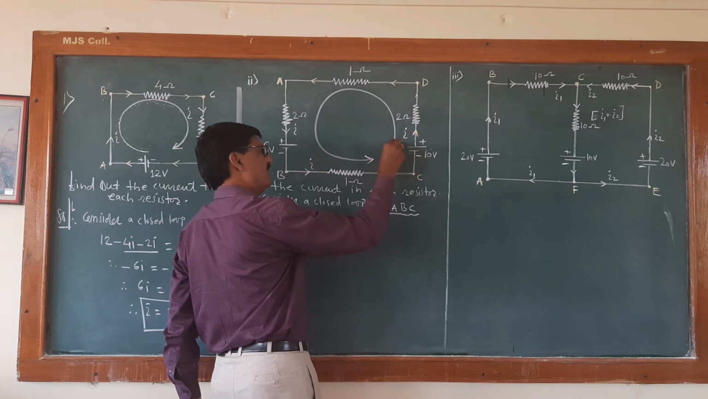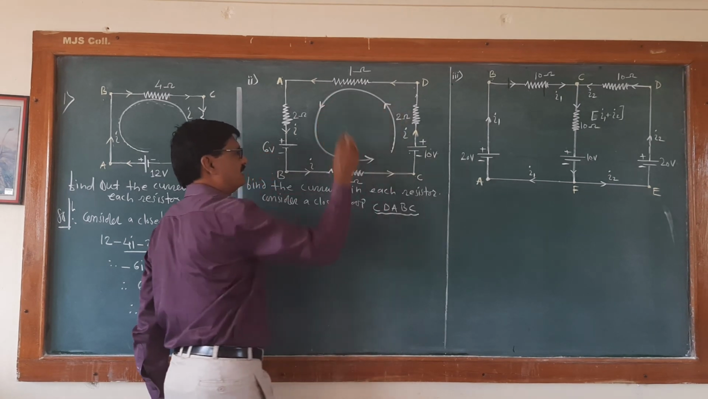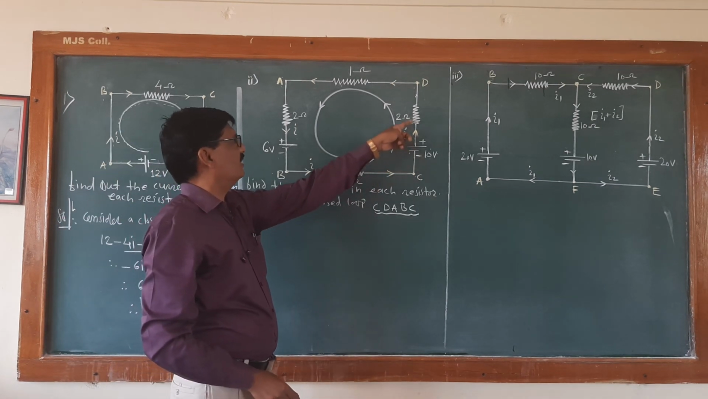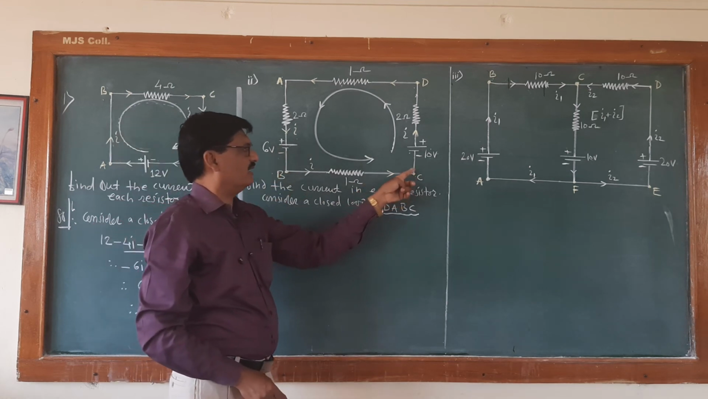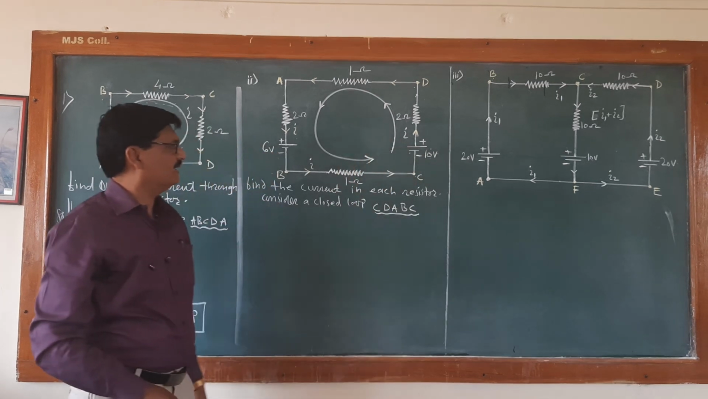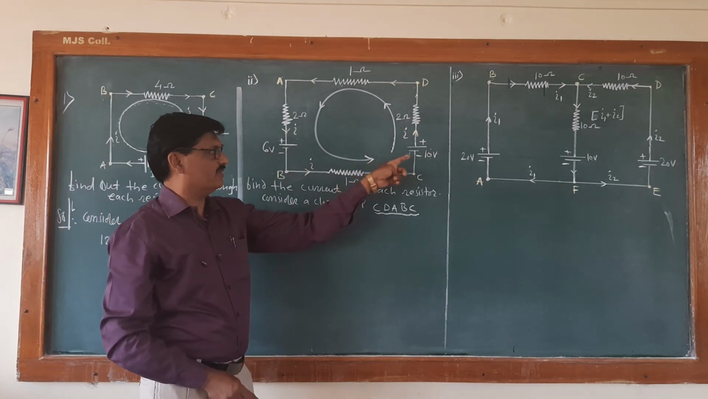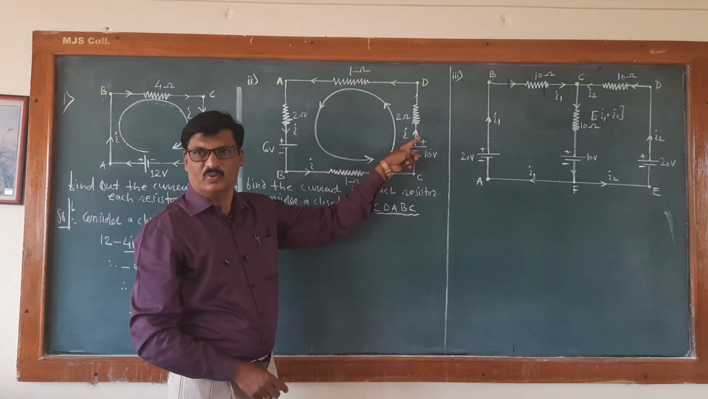This is the path direction of the current flowing in this network. Say 10 volt, this is the positive terminal, C point to B point, then B point, then C point, and again to the negative terminal of the cell. Therefore, applying the sign convention of the voltage law, we already know that EMF is positive if you travel from negative terminal to positive terminal.